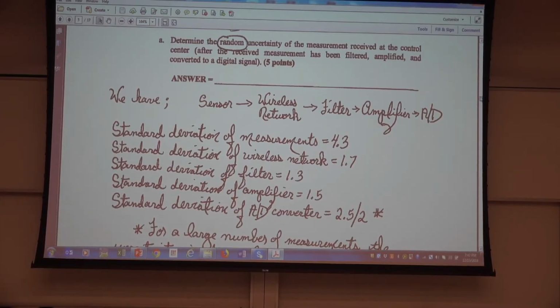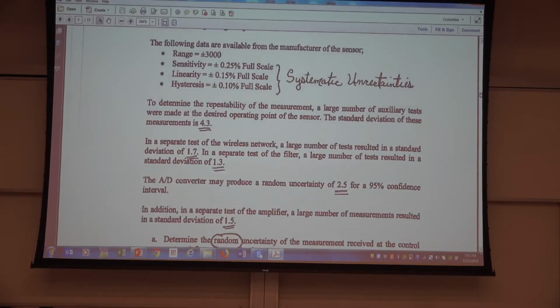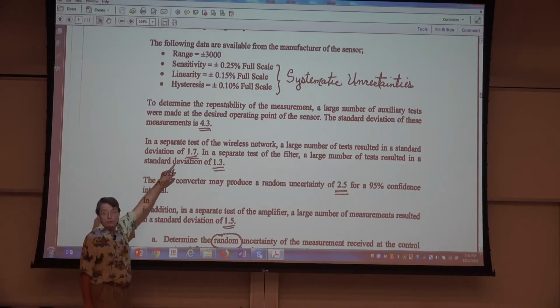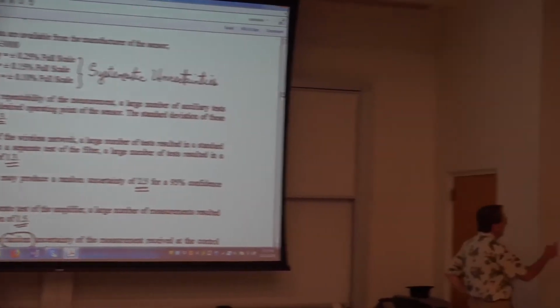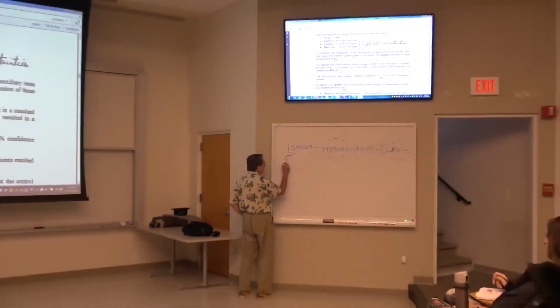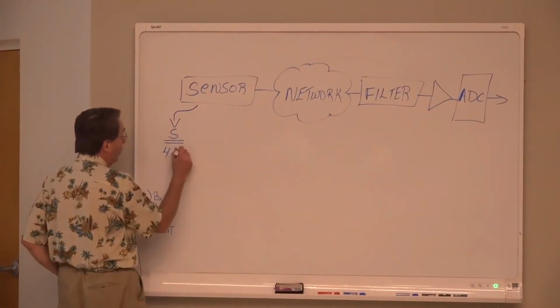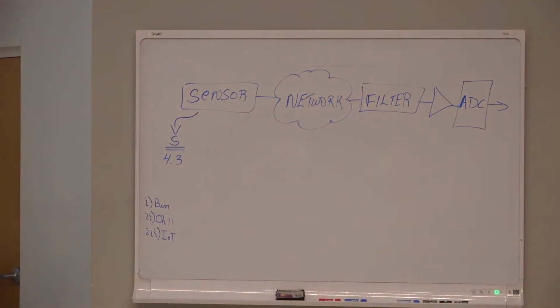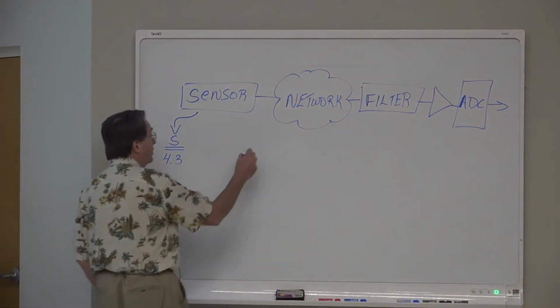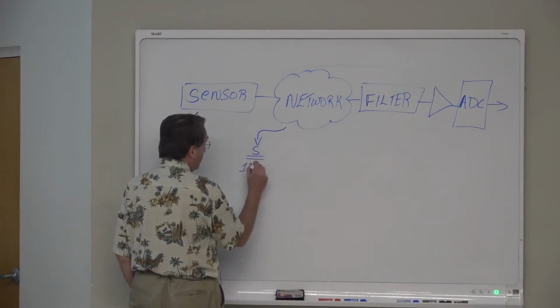So I go back here and I say, okay, what do we have? Reading this paragraph right here where I have the number 4.3, it says a large number of tests were made on the sensor, and the standard deviation of these measurements was 4.3. So what I did in our lecture, I came over here to the whiteboard, and I said the standard deviation for the sensor is 4.3. Now I'm going to continue reading the problem. Next paragraph down, it says, for the wireless network, a large number of tests resulted in a standard deviation of 1.7. So the standard deviation is 1.7.